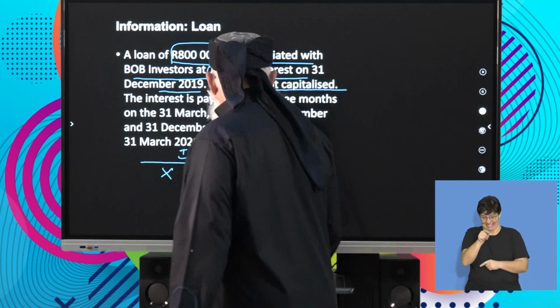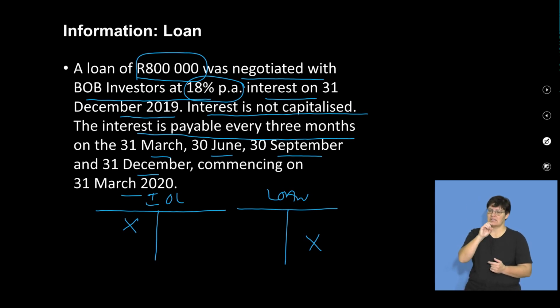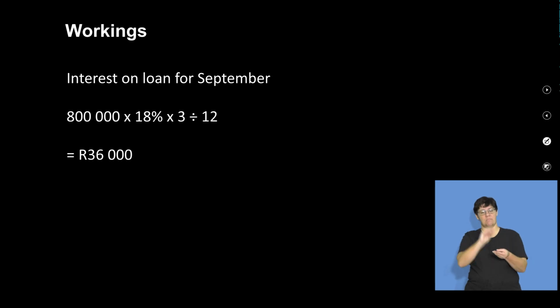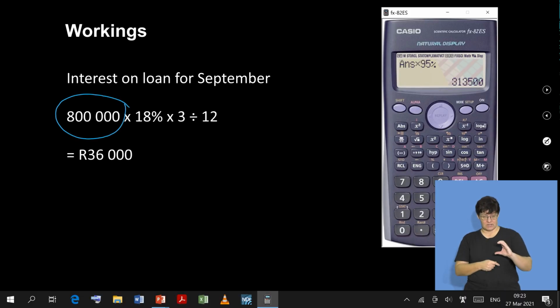All right, in terms of the question, we are told that the interest is payable every 3 months on the 31st of March, June, and September, and the 31st of December, commencing on the 31st of March, 2020. So here we go. Interest on loan: start with the 800,000, which is the capital portion of my loan. Therefore, this is what I do. Start off with the 800,000. 800,000 is the amount of my loan.